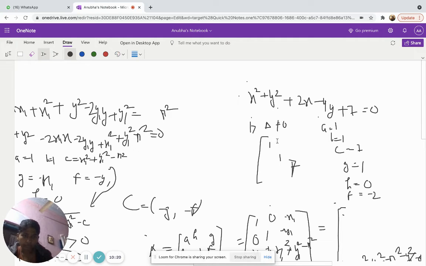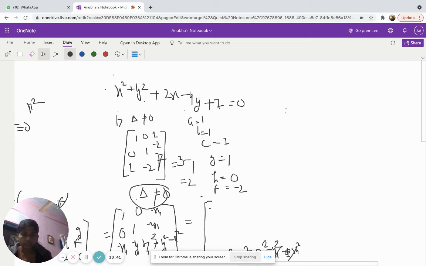Okay, so let's fill it. H, G, F. So let's calculate the delta here. 3 minus 1. So it's 2. So delta is not equal to 0 because delta is equal to 2. So the first condition is satisfied. Now the second condition is A equal to B.